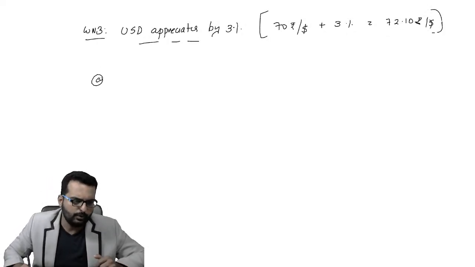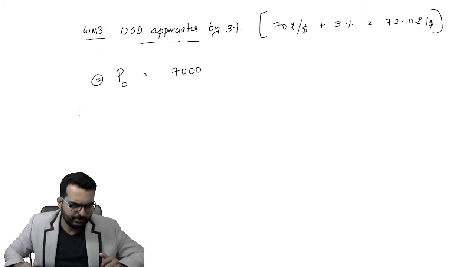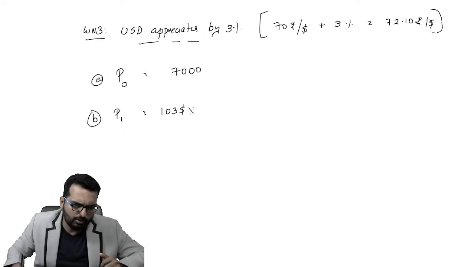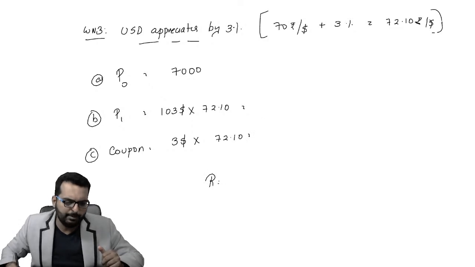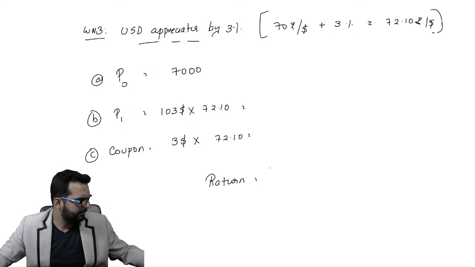Okay. So now what would happen is your P0 would remain at 7,000. Correct. That will not change. Your investment will be the same. But your price one would be $103 into 72.1. And your coupon would be $3 into 72.1. Can you write down this and tell me what is the return that you get over here? I'll give you a minute's time.